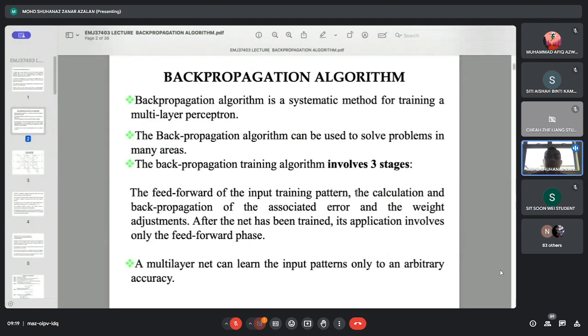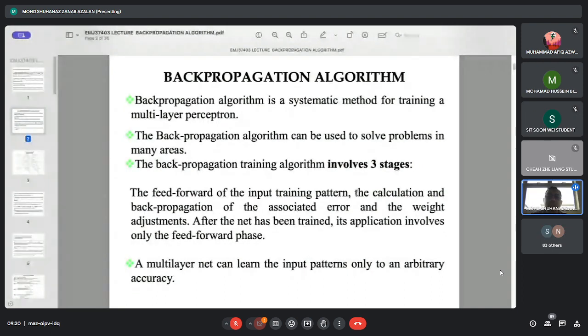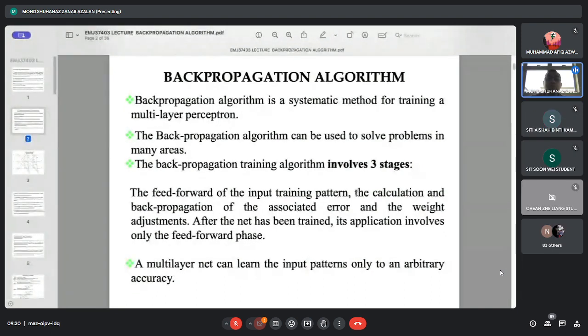So just the difference is, the architecture is also the same. Just the difference is how the weightage is updated is a little bit complicated. Not very complicated, but there are many stages involved when we want to update the weightage by using the backpropagation training algorithm. Okay. We also call this algorithm a feed-forward neural network.